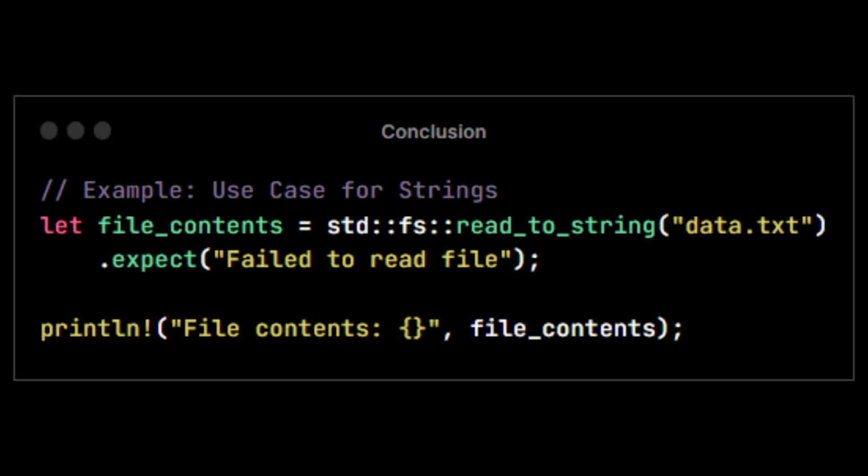Conclusion. In conclusion, strings in Rust are a fundamental data type used for storing and manipulating text. They can be created as owned strings, String, or as string slices, &str. Rust's approach to strings prioritizes safety, memory management, and efficiency. Strings are extensively used in various scenarios such as user input, message formatting, file operations, and data processing. Understanding how to work with strings in Rust is essential for building robust and secure applications.